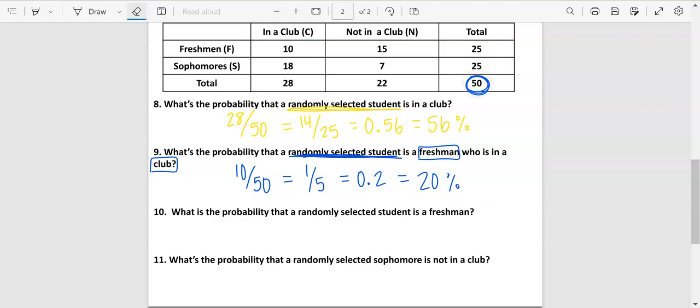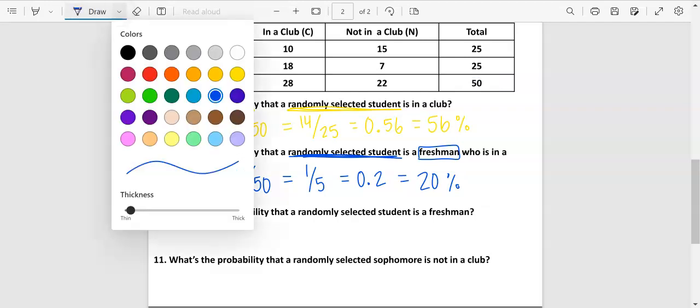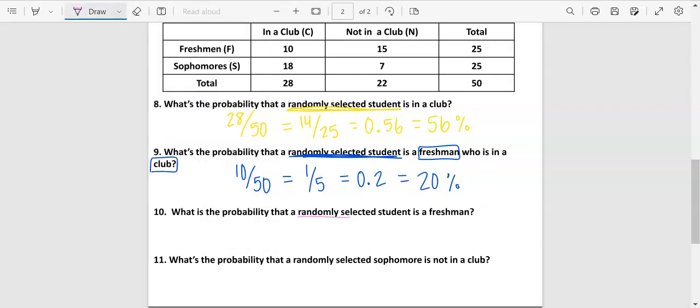Looking at number 10, it says, what's the probability that a randomly selected student, again, a randomly selected student, means we are pulling from all 50 people, is a freshman. So we want to look at the total number of freshmen. So here's our freshman. We want to look all the way at the end. We have 25, so we have 25 out of 50 are our freshmen. We do want to simplify that. 25 over 50 simplifies to 1/2, which would be 0.5 or 50%.